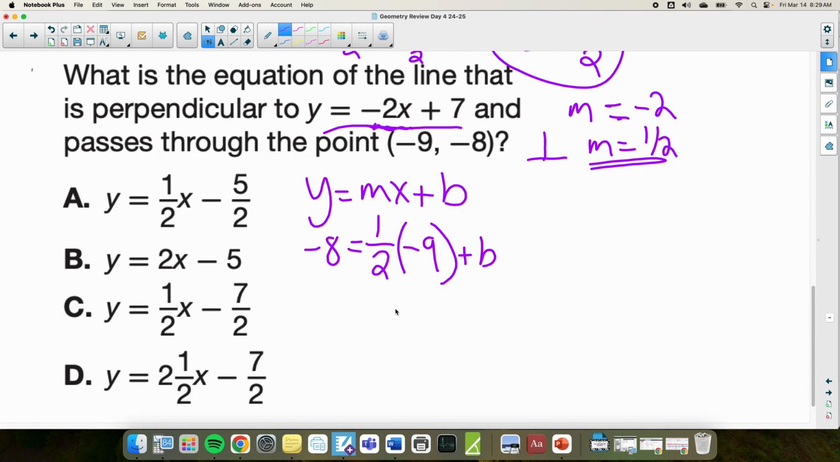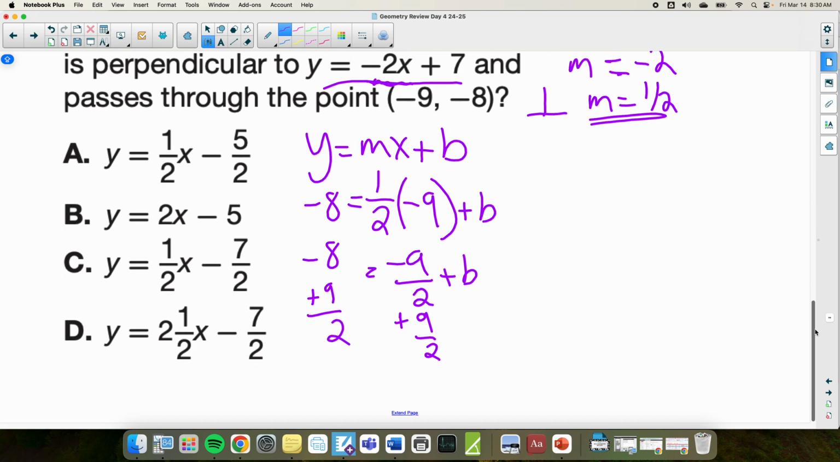We're going to simplify here: negative 9 halves. 8. We're going to add 9 halves. Add 9 halves. Alright. And this is going to be negative 7 halves equals b.